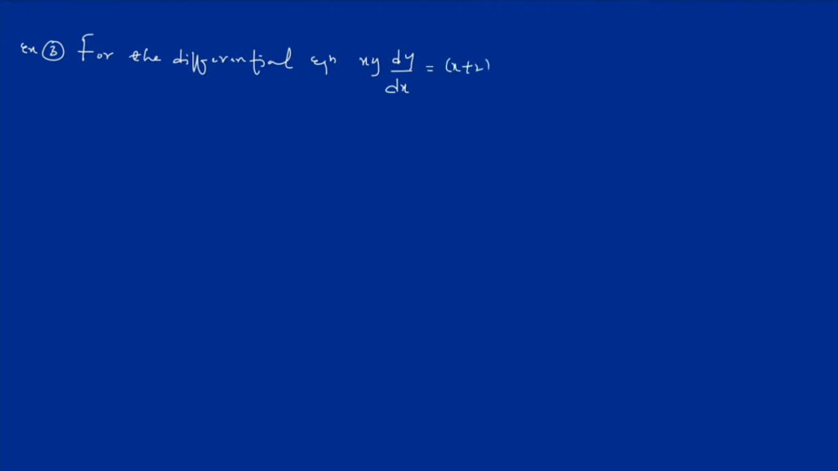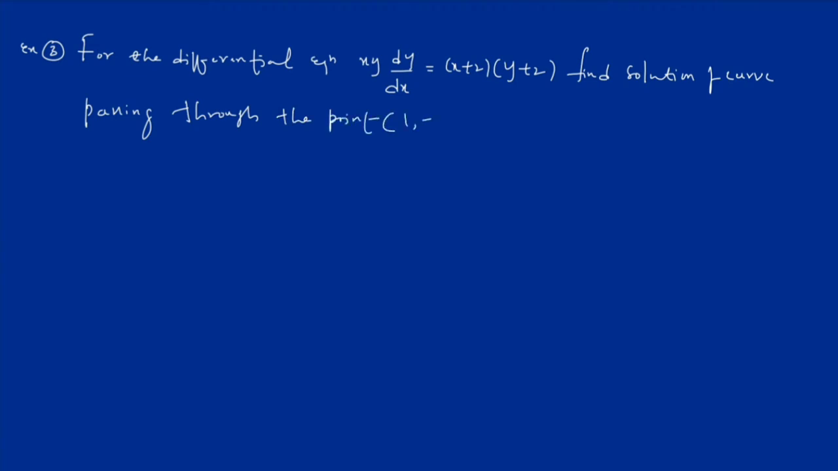Next, one more example is there. Example number 3. For the differential equation x y dy by dx equals x plus 2 y plus 2, find the solution of a curve passing through the point 1 comma minus 1, right? So let's see the solution for this one.